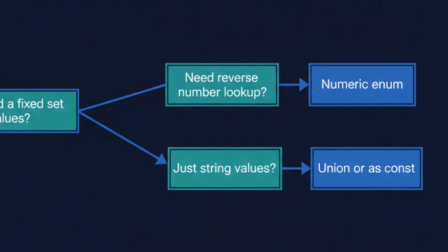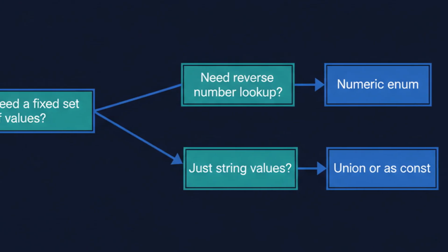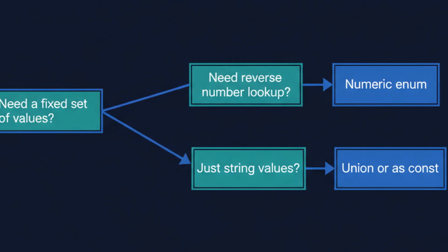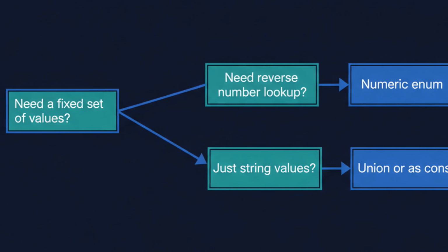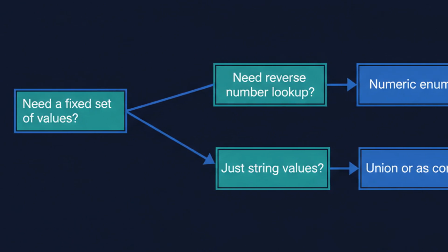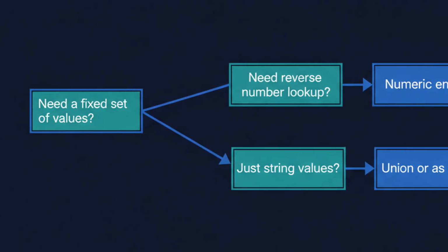So here's a simple rule you can actually use. For a small fixed set of string values, statuses, roles, directions, reach for a union type or a const object. If you specifically need reverse number-to-name mapping, use a numeric enum. And if your team has a strong convention, follow it for consistency. Consistency in a code base usually matters more than the perfect individual choice.